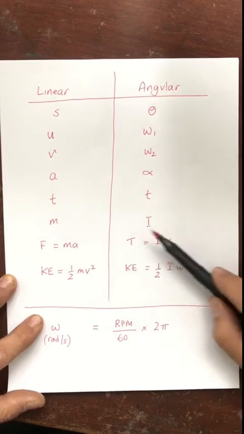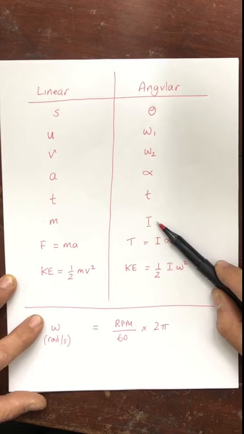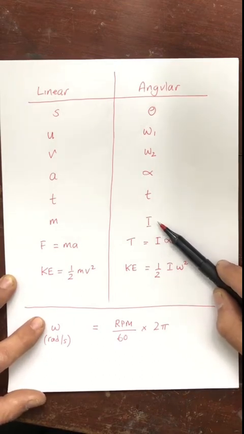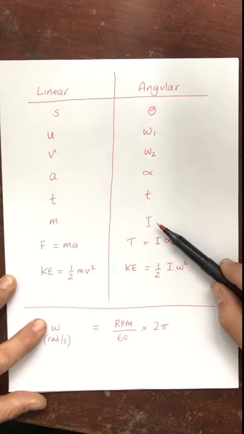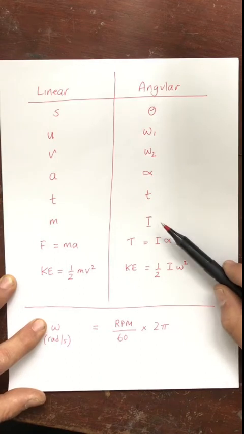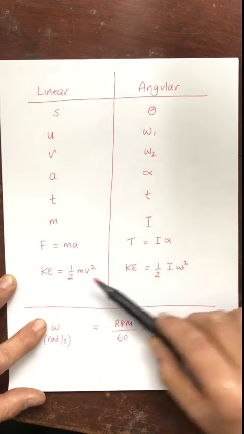Mass is used in linear systems. In angular systems, as we touched upon in the last short video, we use the moment of inertia. The moment of inertia is used in angular calculations rather than simple mass.